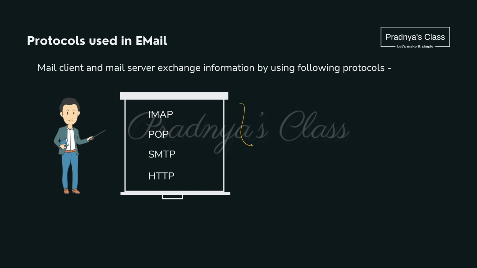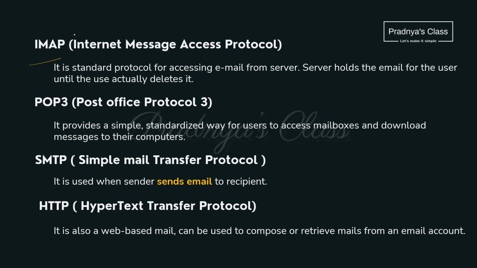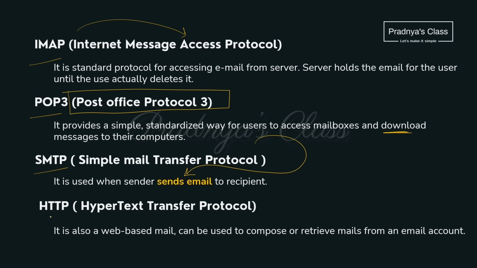Alright, here is a list of the protocols which we will be using while sending and receiving mail. The first one is Internet Message Access Protocol. The second one is POP3, Post Office Protocol 3. It will allow the user to download the messages. The third one is SMTP, Simple Mail Transfer Protocol. Keep this in mind, it is used to send mail. And the last is Hypertext Transfer Protocol. The job of this protocol is to compose and retrieve mail. If you want to send the mail, you will be using SMTP. If you want to download, you will be using POP3.